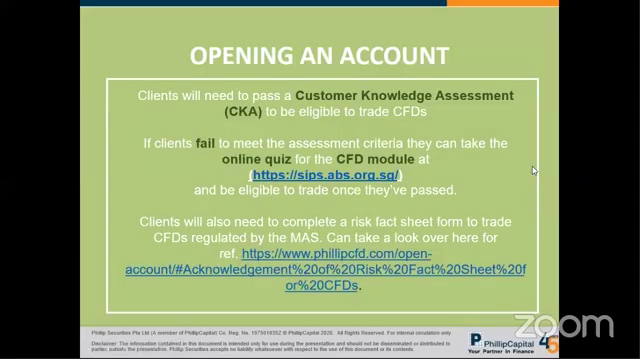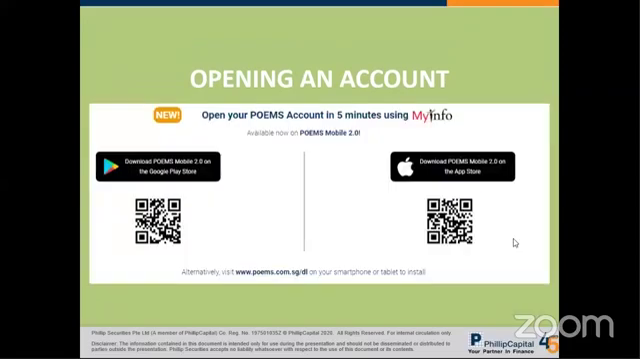So many people ask, how do I open a CFD account? So in order to trade CFD, right, you actually need to pass your CKA in order to be eligible to trade CFD. In case you fail this, right, then you have to go to this ABS website to understand more about CFD, get the certificate. Once you get the certificate, you can send it to us. Also for clients, right, you need to understand the risk fact sheet to trade in CFD, because CFD is a leverage product, so you need to understand the risk of this product.